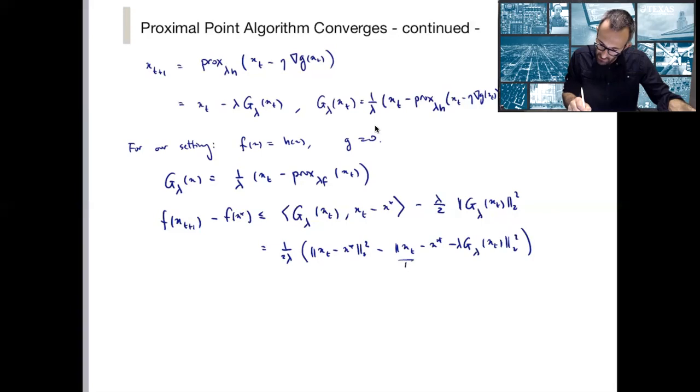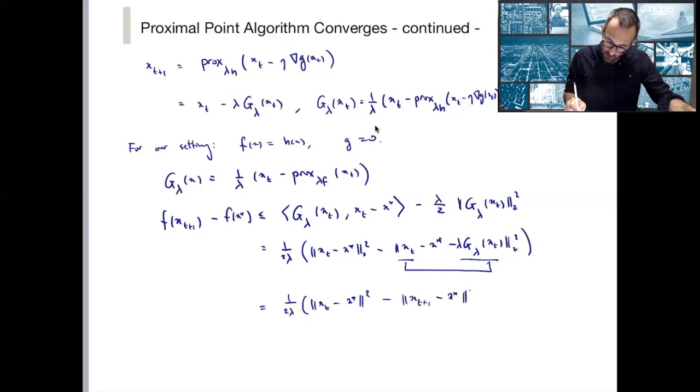But this here is exactly xt plus 1. So here is my telescoping sum, xt minus x star squared minus xt plus 1 minus x star squared. Again, 2 norm, I'm just being lazy here. And what this tells us, multiplying through by lambda, or even more generally, a step size lambda t at time step t, is that lambda t of f of xt plus 1 minus f of x star is bounded by 1/2 times this telescoping quantity.